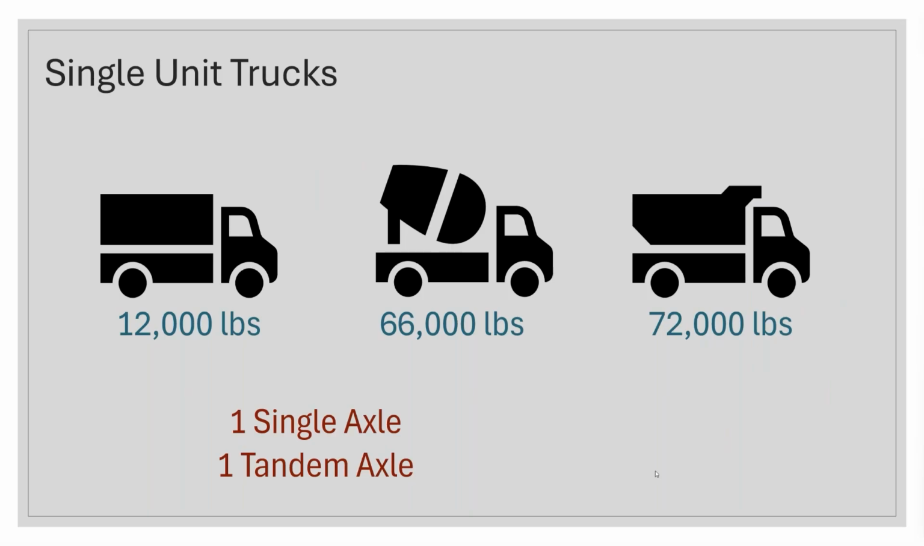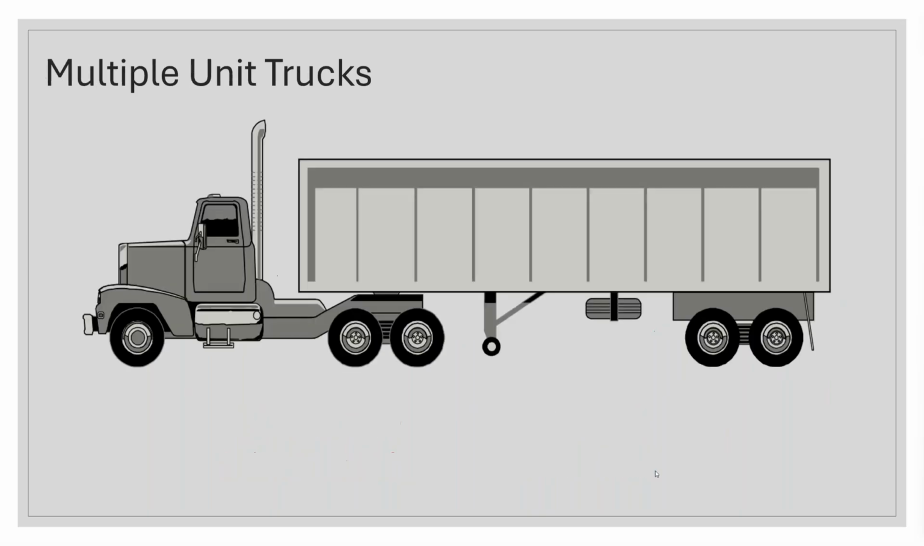Usually these are going to end up with one single axle in front and a tandem axle in back. Sometimes the dump trucks will have triple axles. And then they're going to weigh differently, whether they're loaded or unloaded.